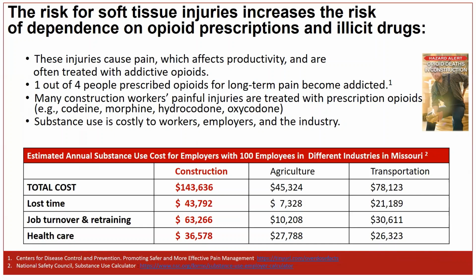Using a substance use calculator, we calculated the cost a contractor with 100 employees in Missouri would pay for lost time, job turnover and retraining, and healthcare, and found it is higher for an employer in agriculture or transportation. These costs reduce your overall profit.